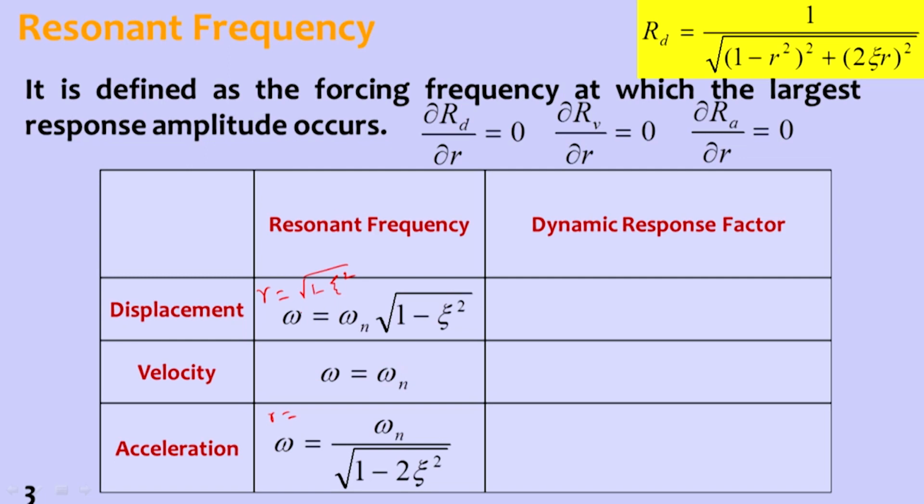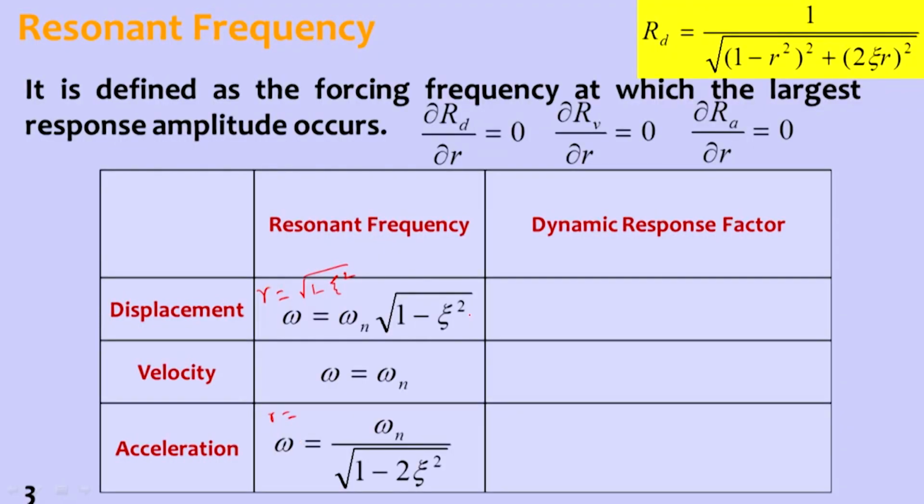Now, if we substitute these values in the original equation, we will look at what we get. But before that, let us look at the zero damping case, when zeta is equal to 0, where omega is equal to omega n. For velocity, anyway, omega is equal to omega n, and here, if zeta is 0, again omega is equal to omega n. So, under no damping condition all three are the same.